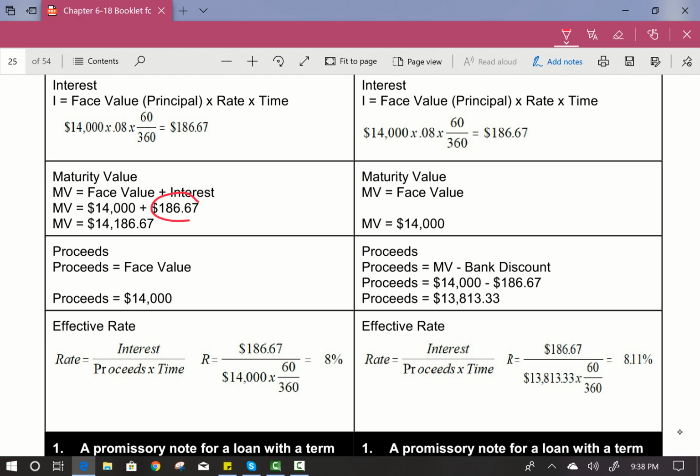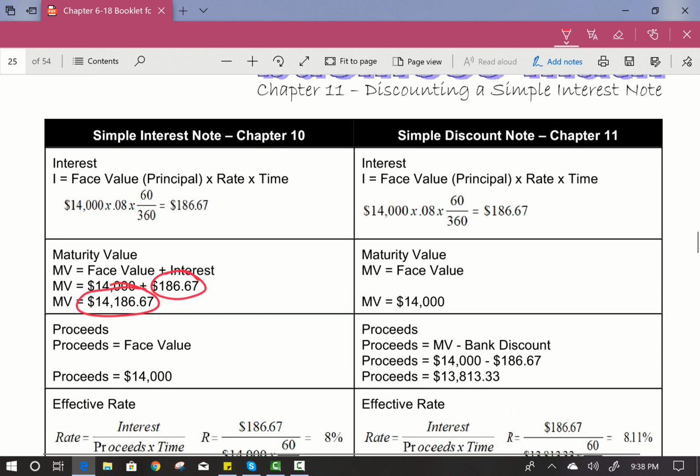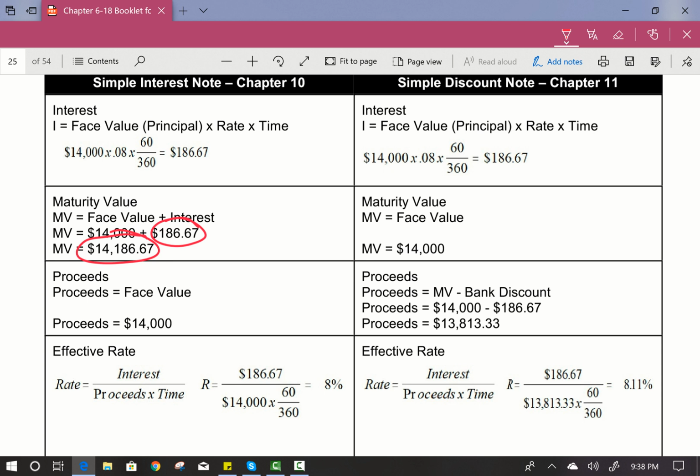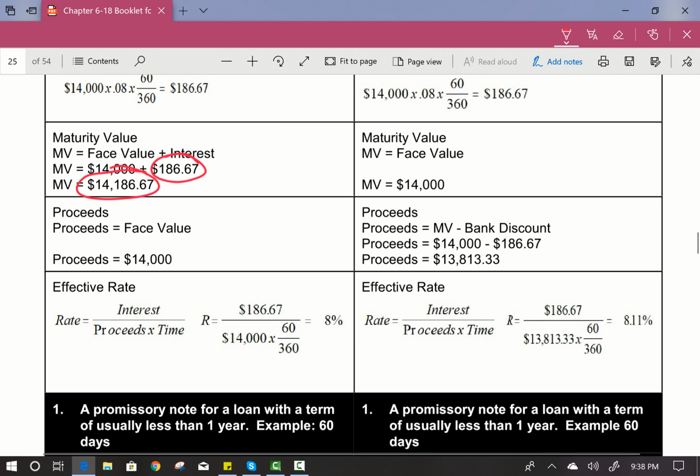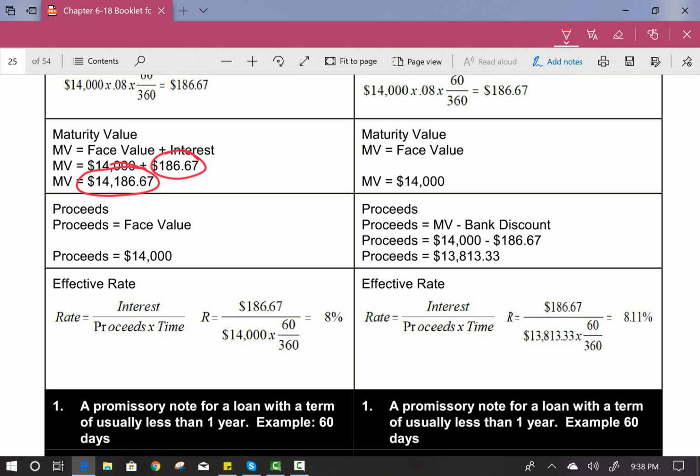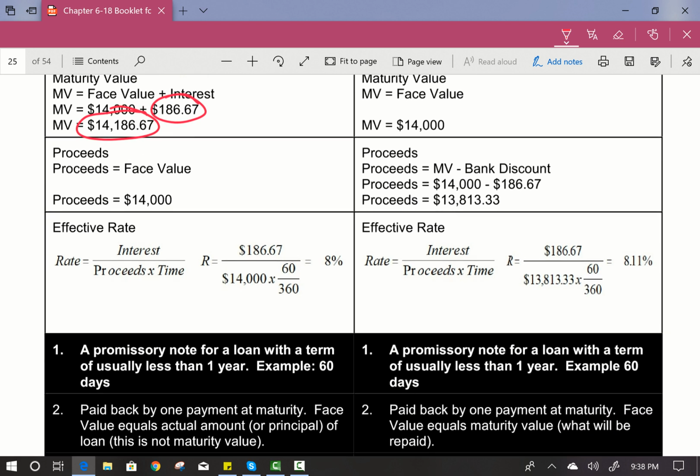In the second step, you add that $186.67 to the face value, and your maturity value, the amount at maturity on a specific date, is $14,186.67. We're going to look at a new word: the proceeds is equal to the face value, and the proceeds in the simple interest note is $14,000. The maturity value, the amount that we pay back at the end of that particular time, is the face value plus the interest.